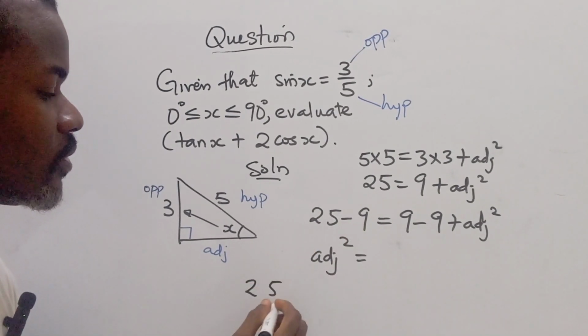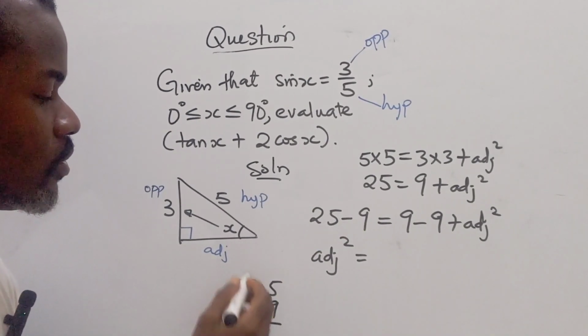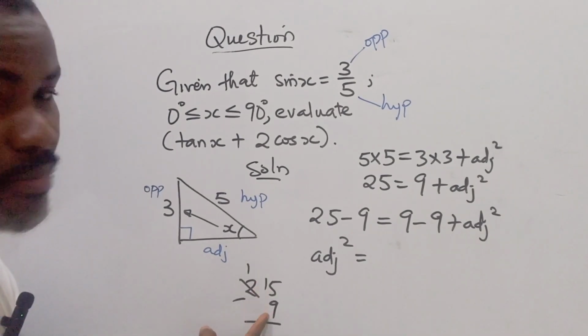Let's check it out. So this is 25 minus 9. So 15 minus what?